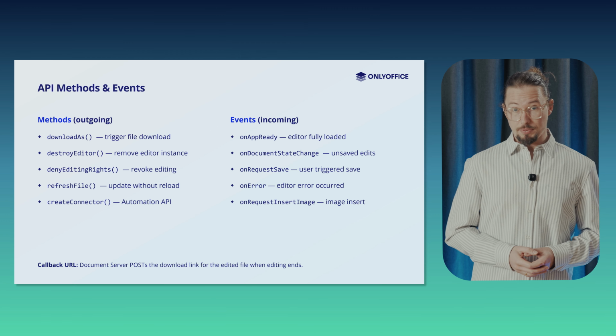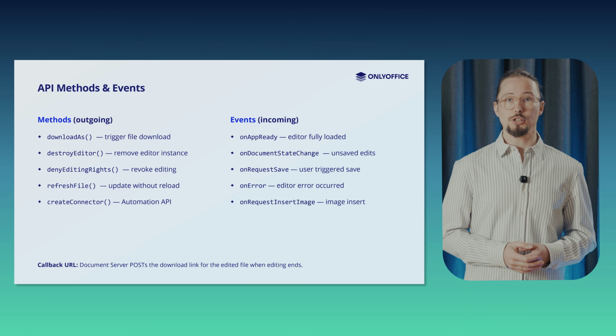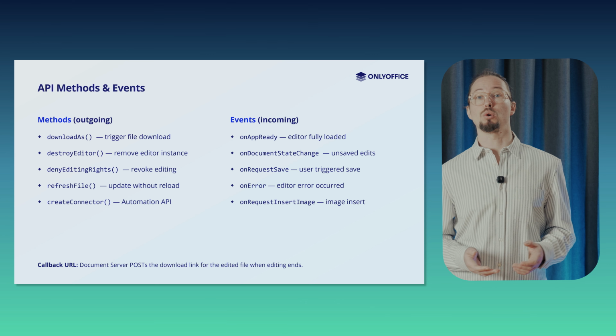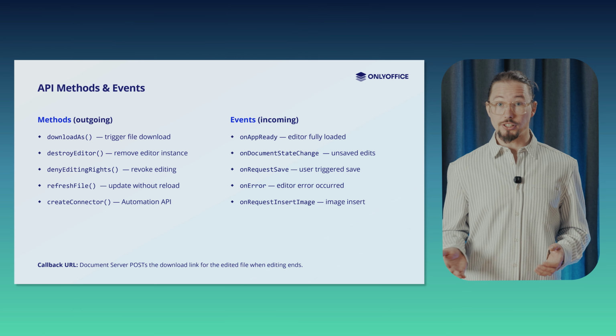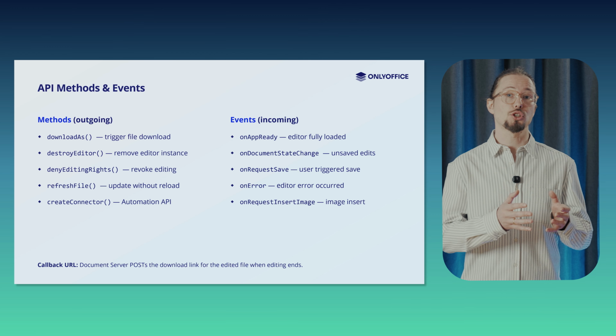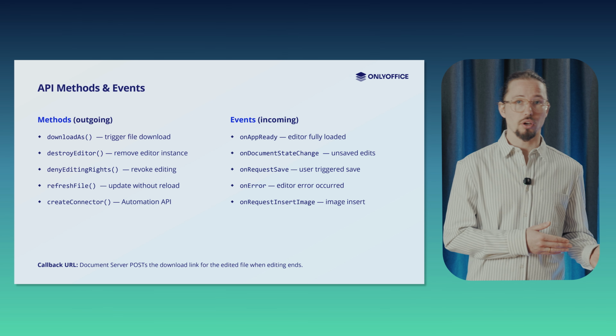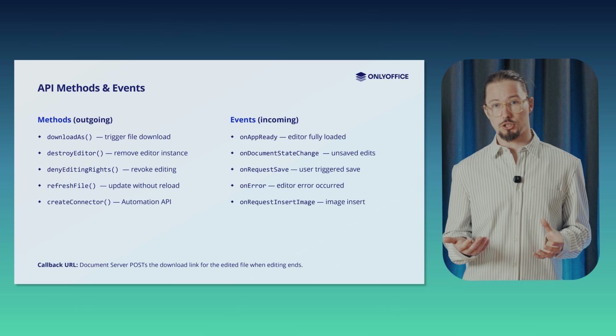On the advanced side, the API provides a full set of methods and events. Methods let you do things programmatically. Download the current document, destroy the editor instance, deny editing on the fly. Events let you react to what the user does. Document ready, save requested, error occurred, user requesting to insert an image.